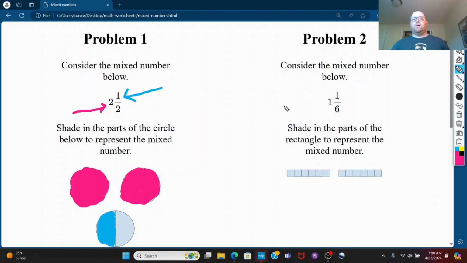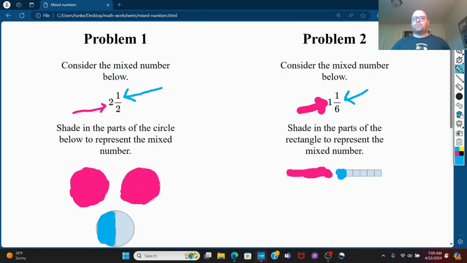Okay, so we've got our whole number part here. Let me get that a little bit smaller. And we've got our fractional part here. So for our 1 and 1/6, we've got our whole part, which is 1, our fractional part, which is 1/6. So if we're going to shade in that one, we'd shade in one whole rectangle down below, trying our best to stay in the rectangle, not being that successful with that one. And then we'd shade in the 1 out of 6 parts of the next rectangle. Okay, and hopefully this is helping you visualize the mixed numbers. Okay, take a snapshot of this or rewind the video if you need to.